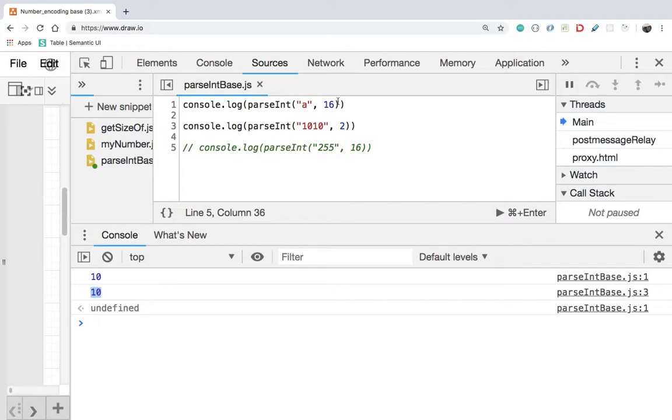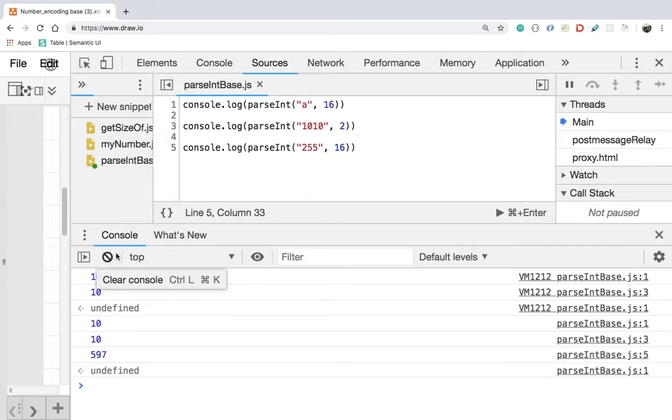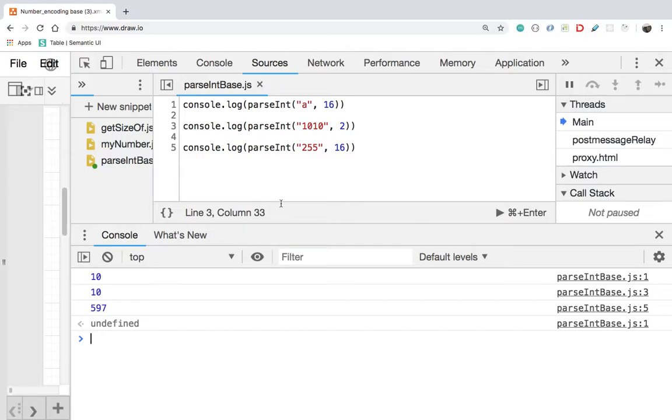Now, let's try converting 255 to base 16 and see what our output is going to be. I'm running it. Let me clear the console. Okay, we have 597. Strange, isn't it? We expect the output to be double F, but we get a totally different result. It's because parseInt gives out an integer and FF are not integers. To solve this issue, let's create our own algorithm.